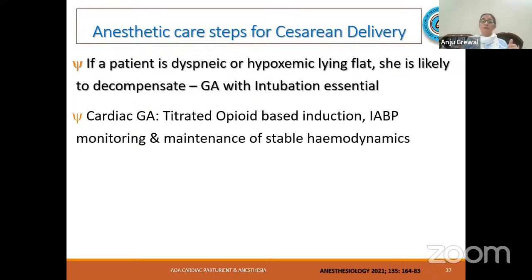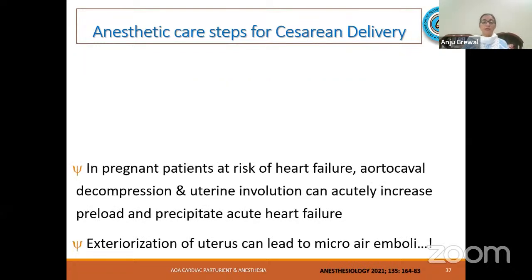As a thumb rule, remember that if a mother cannot lie flat, she gets hypoxemic or dyspneic on lying flat, she needs pillows to lie down, she is likely to decompensate on your table, and therefore you need to give her general anesthesia, intubate her, and control her acute heart failure very well, right? And once you decide for GA, the GA likewise is called a cardiac GA, where you try to titrate using opioid-based induction. Etomidate, sevoflurane are the hallmark of your anesthesia regimen. And of course, as I said before, intra-arterial blood pressure monitoring is the mainstay for maintaining stable hemodynamics.